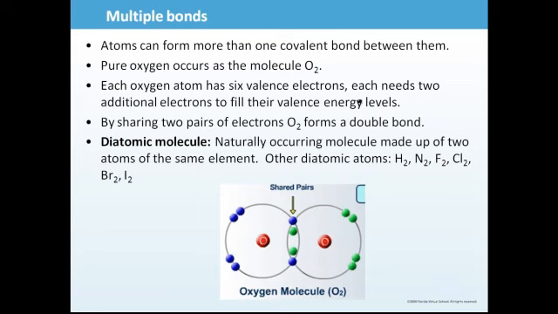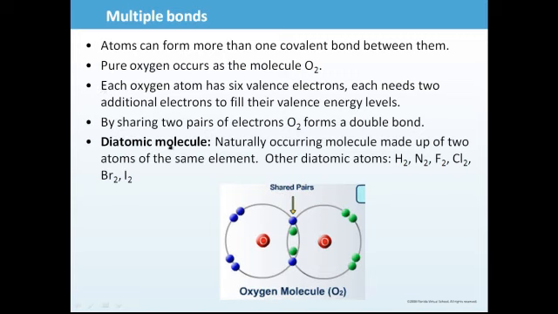Now, because some of them need more than 1 covalent bond, we have the potential for what we call multiple bonds. So we're talking about things like oxygen, nitrogen, and carbon. An example would be pure oxygen. Oxygen is found as a diatomic element.